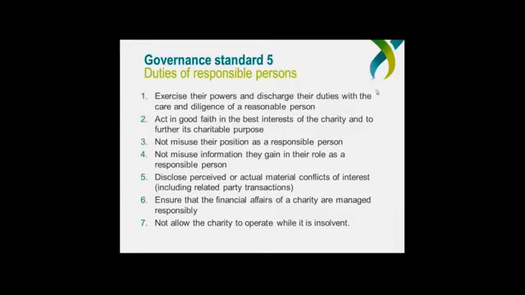Thirdly, responsible persons should not misuse their position as a responsible person. And number 4 is that responsible persons must not misuse information they gain in their role as a responsible person. For both of these, an example would be that a charity may ensure that its staff employment contracts state that the employees must not use their position or the information gained in their position for private purposes. That's one way of doing it.